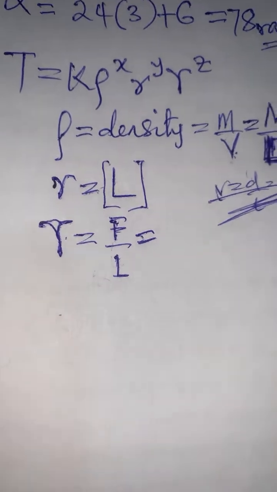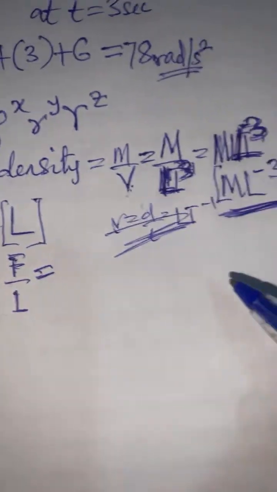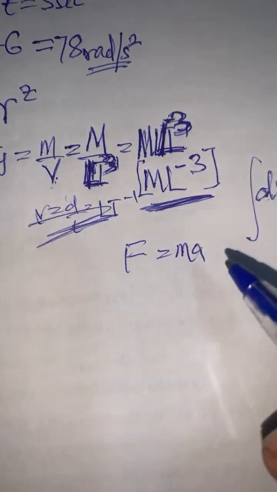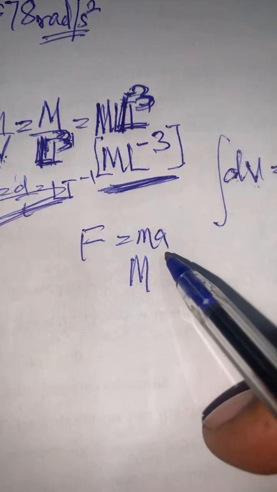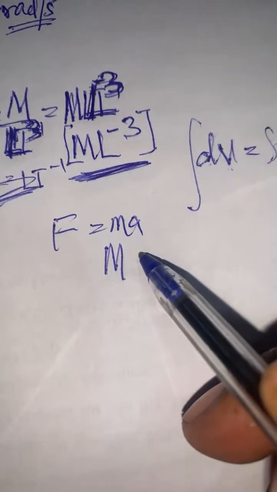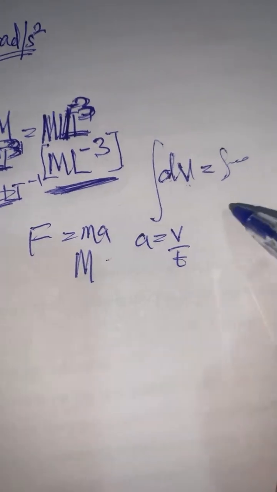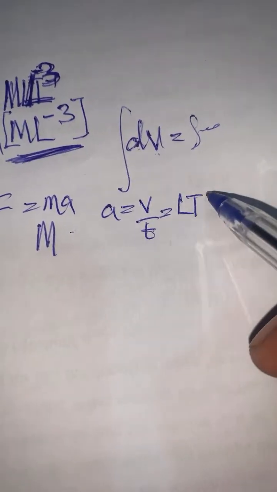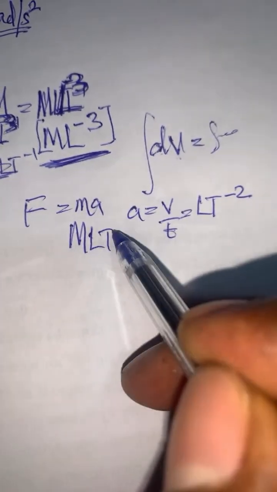So what's the dimension for force? For you to get force, force is mass times acceleration. Mass is capital letter M. Acceleration, we know, is change of velocity over time. And velocity over time will be LT to the power of minus 2, right? So we have LT to the power of minus 2.